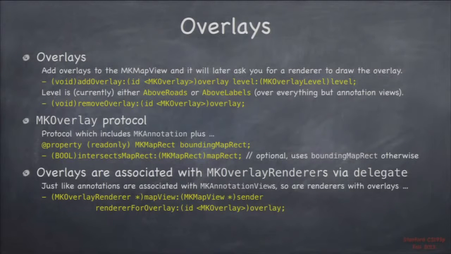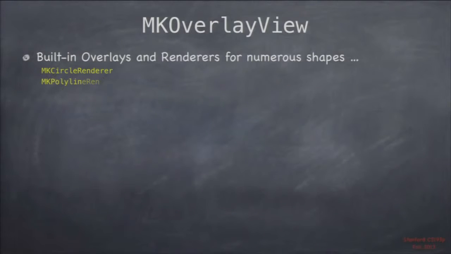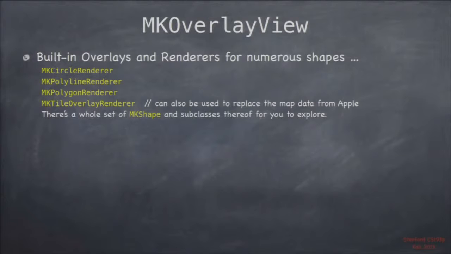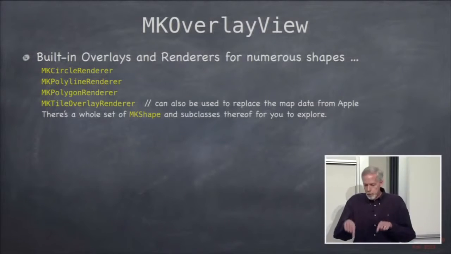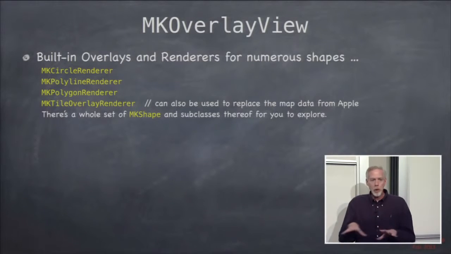Now, these renderers come with iOS. There's a whole bunch of them: circle renderer, polyline renderer, polygon. There's a tile renderer. The tile renderer is cool because it just renders bitmaps. Okay, and you can actually use it to replace the data instead of the data that comes from Apple. So if you had your own custom map, you could have this tile in.